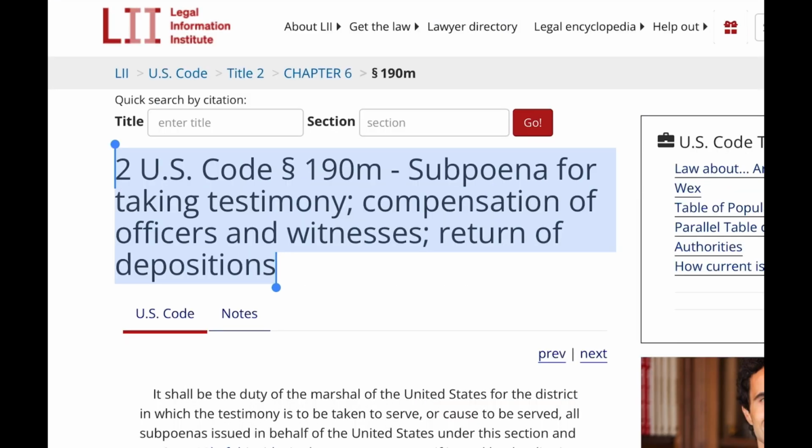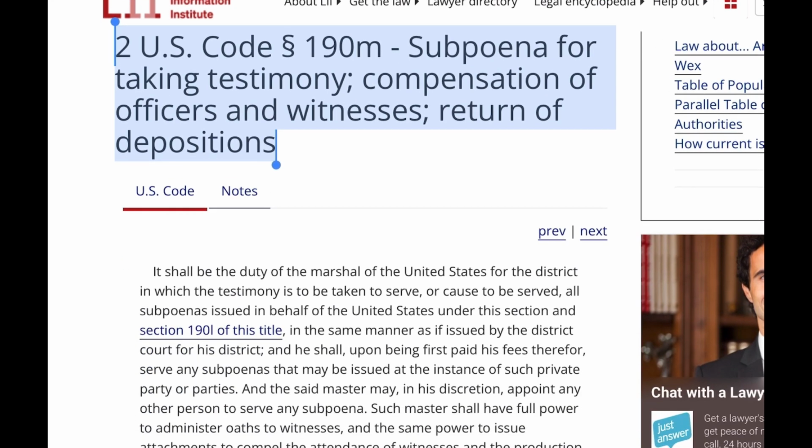2 U.S. Code Paragraph 190 (minutes). Subpoena for taking testimony, compensation of officers and witnesses, return of depositions.